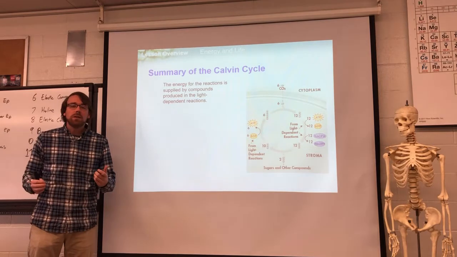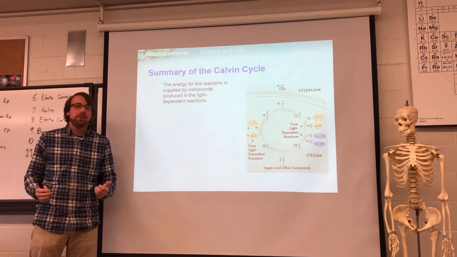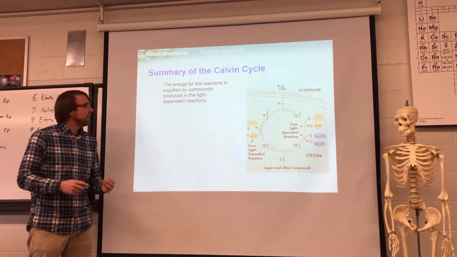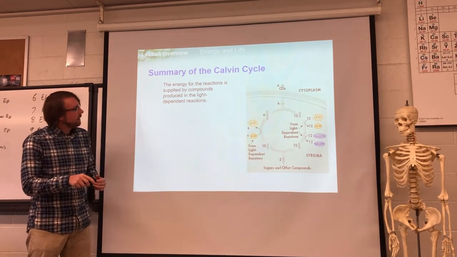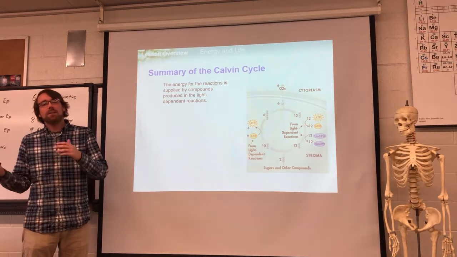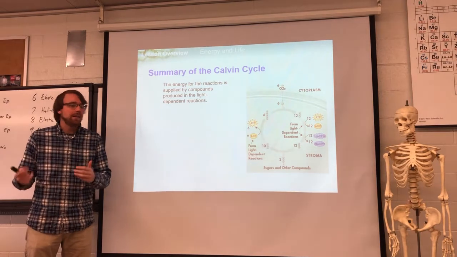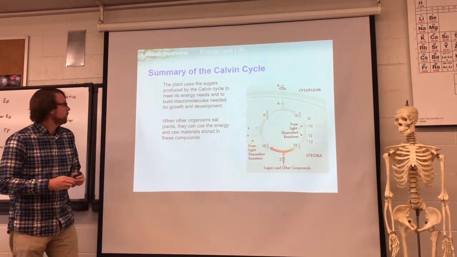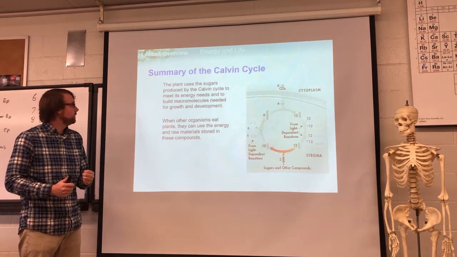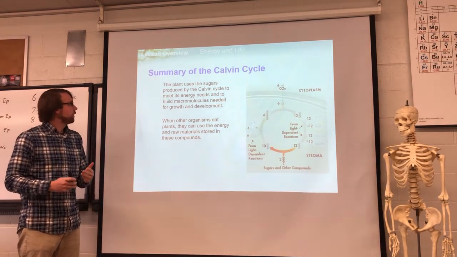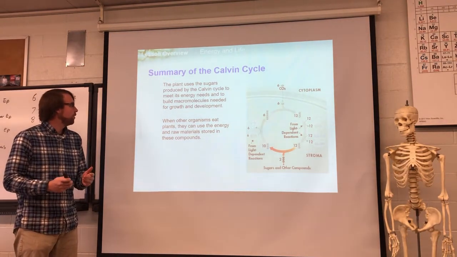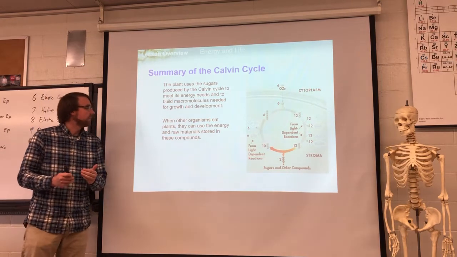To summarize what goes on in the light-independent reactions, also known as the Calvin cycle, energy for the reaction is supplied by ATP and NADPH. That ATP and NADPH was produced back in the light-dependent phases by the electron transport chain. The plant uses sugars produced by the Calvin cycle to meet its energy needs and to build macromolecules needed for growth and development. When other organisms eat plants, they can use the energy and raw materials stored in these compounds.